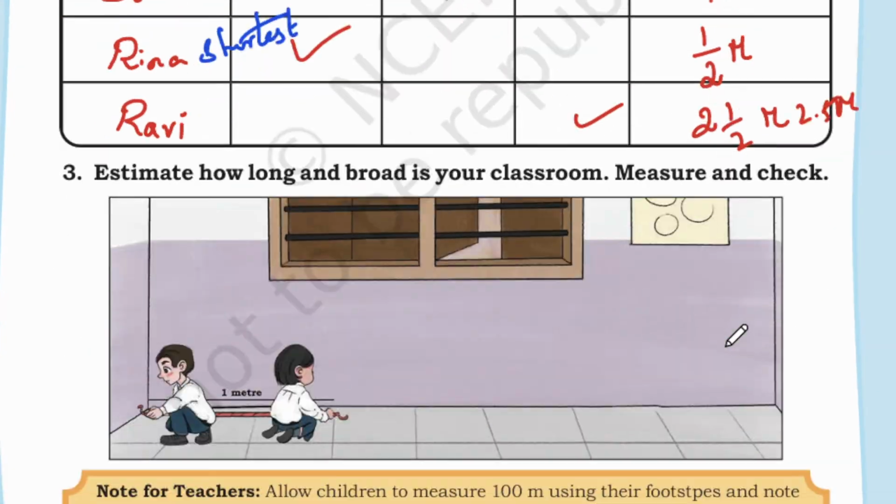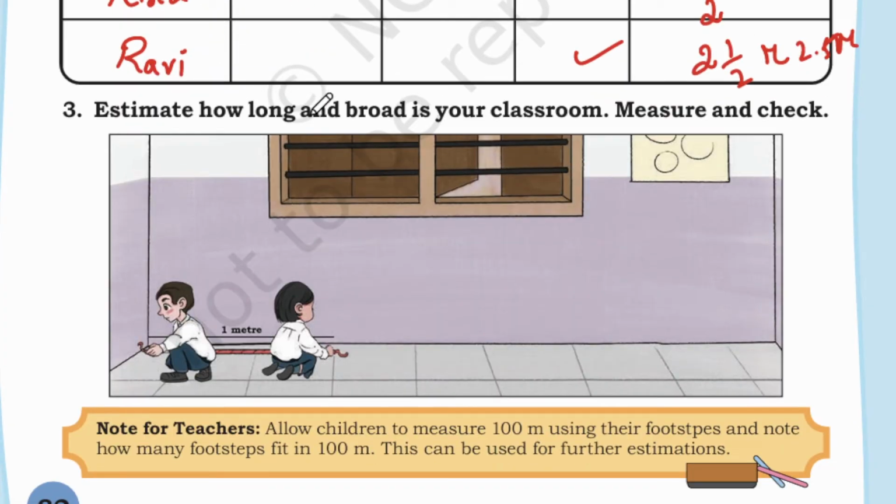Okay, next. Estimate how long the board is in your classroom. Measure and check. What you can do is take a 1 meter rope and measure your class blackboard and estimate how long it is. Is that a length of 8 meters and breadth of 6 meters? So length is this and breadth, this is the breadth.